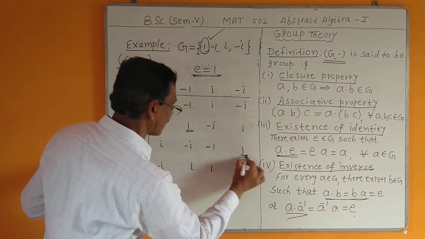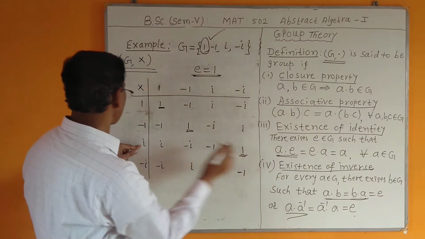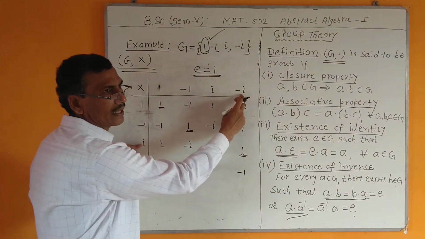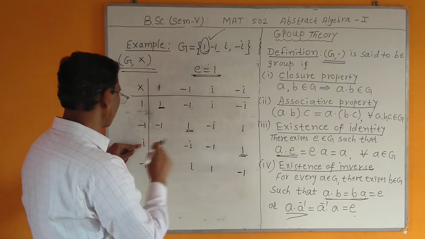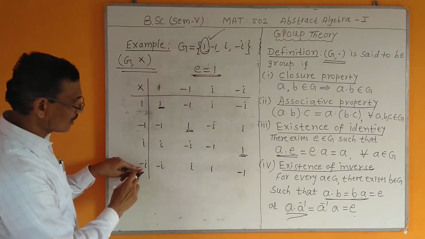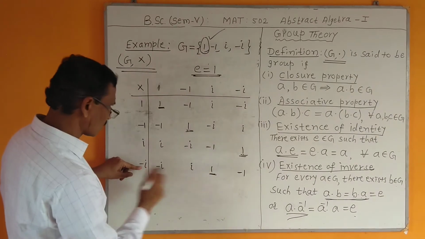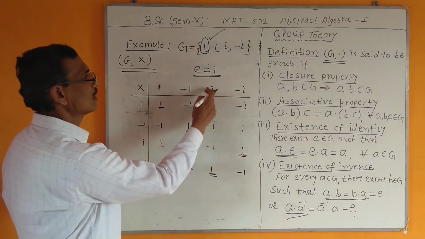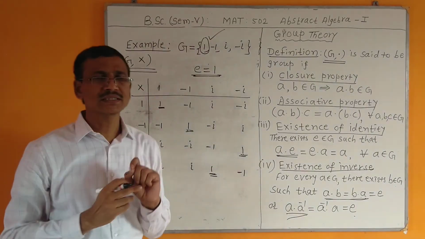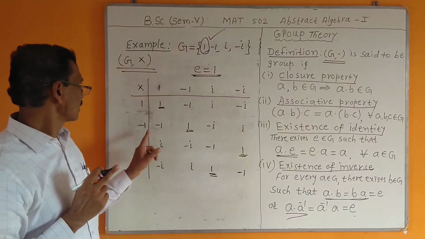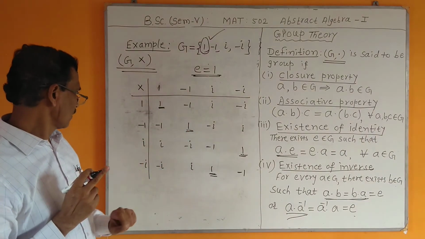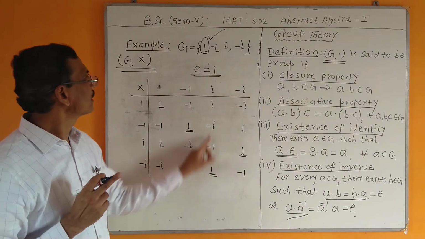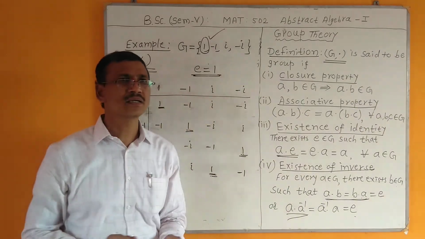Now observe here, this is the identity element. And which will be the product of I and minus I? That means the inverse of I is minus I, which gives the identity element. Inverse of I is minus I. And now consider the last row, it is 1. Inverse of minus I is I. That means every element has an inverse. Inverse of 1 is 1. Inverse of minus 1 is minus 1. Inverse of I is minus I. Inverse of minus I is I. Every element has an inverse.